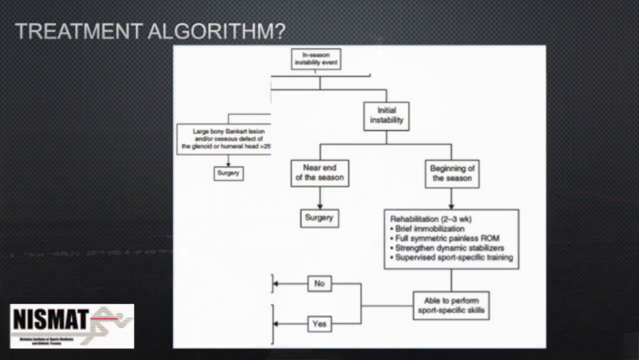So let's look at the algorithm for events that occur. So in-season instability events. First of all, you can reduce them, and you obtain x-rays to find out if there's any bony lesion. Bony lesions are going to throw you into the immediate surgical care realm, because those things need to be fixed right away. You're going to get in trouble. So let's look at the patients who have an initial instability but do not have a bony lesion. And what are the considerations we have?